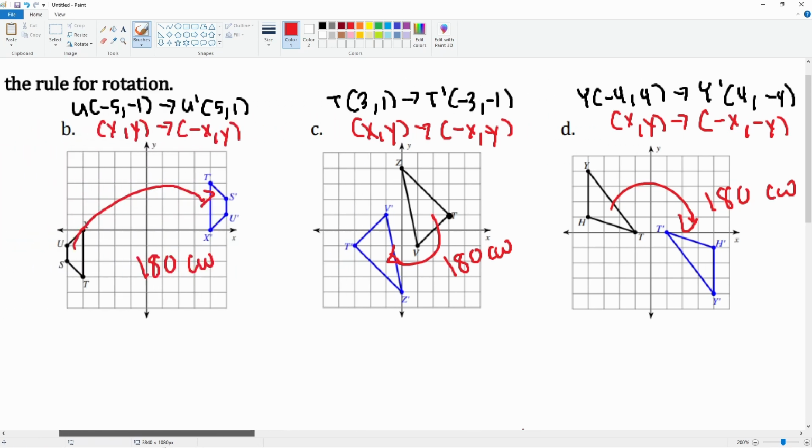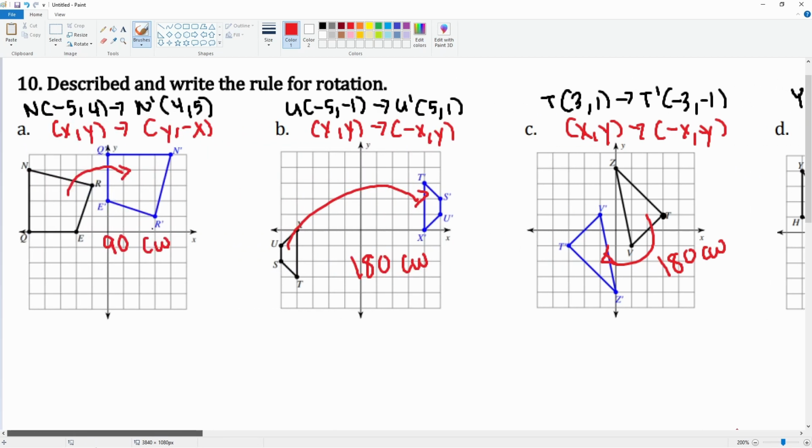So turns out B, C, and D were all 180 clockwise rotations. A was the only one that was a 90 degrees clockwise rotation. Or technically you could also say 270 counterclockwise rotation.